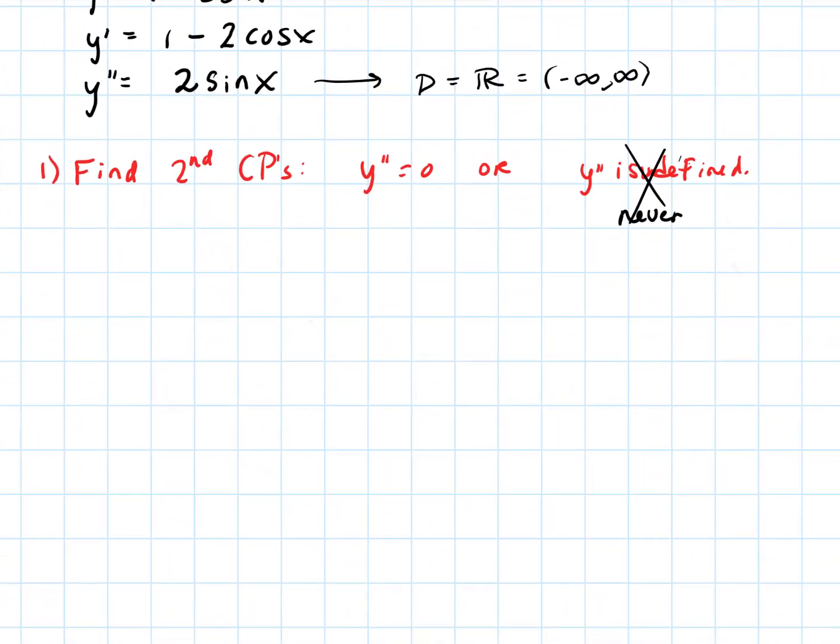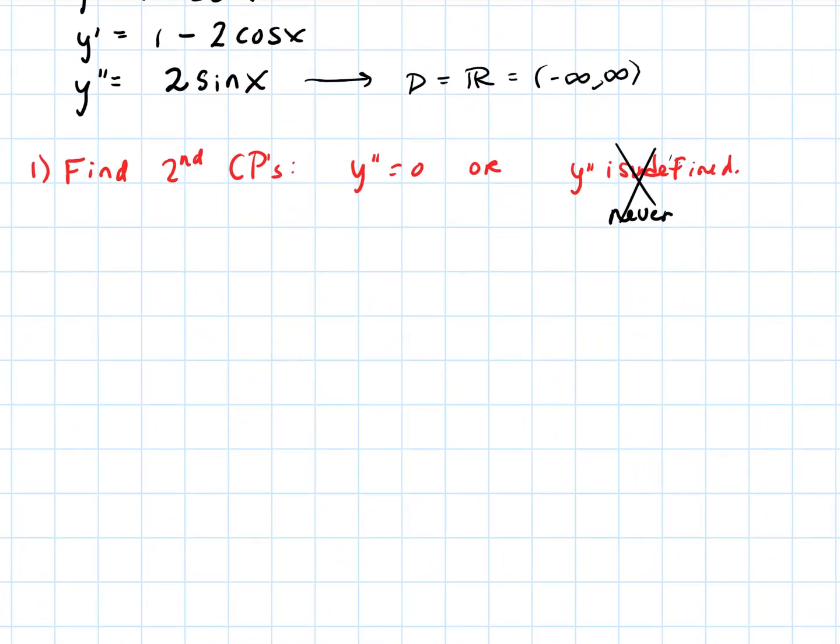So what we need to figure out is when is it equal to 0. So when does y double prime, 2 sine of x, equal 0? Well, that's going to happen when the sine of x is equal to 0, or when x is equal to any multiple of pi, where the multiple is an element of the integers. So it's going to happen when you have any multiple of pi.